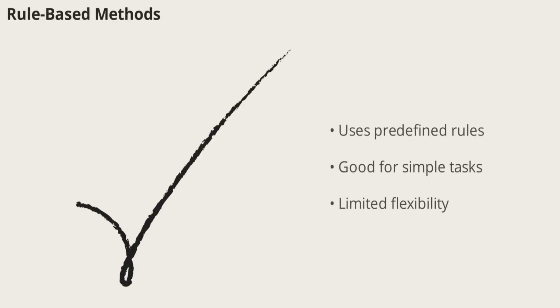Rule-based methods were among the earliest approaches in NLP. These systems rely on predefined rules and patterns to process language. While effective for simple tasks, rule-based methods struggle with the complexity and variability of natural language. Today, they are often combined with more advanced techniques to improve performance.